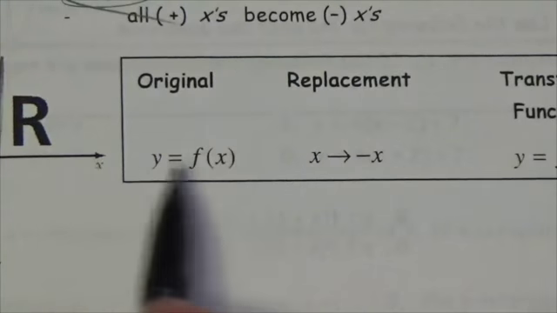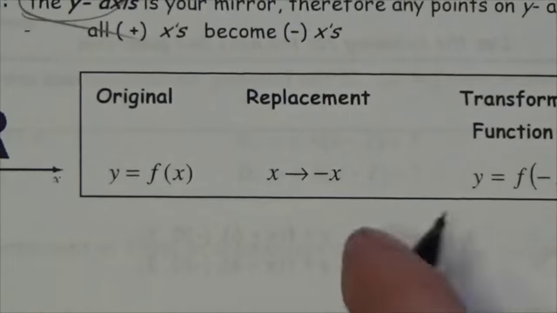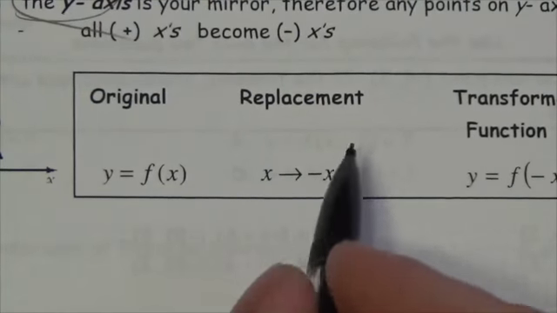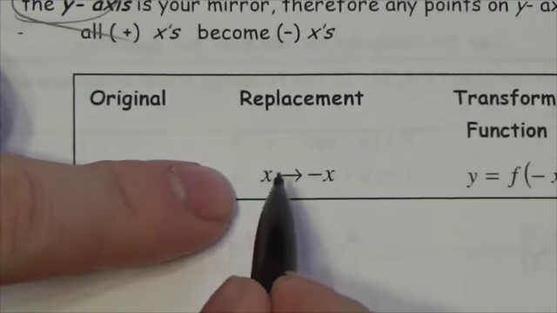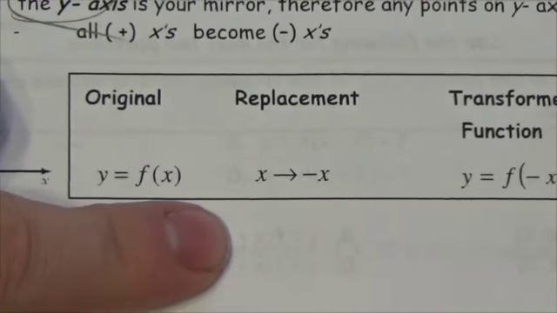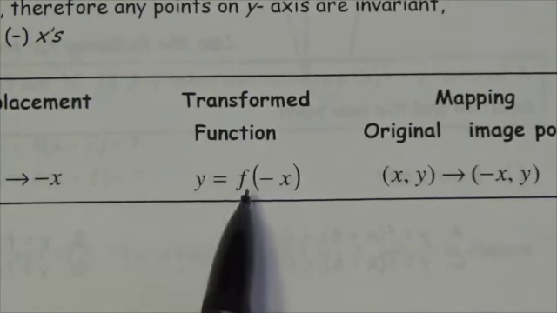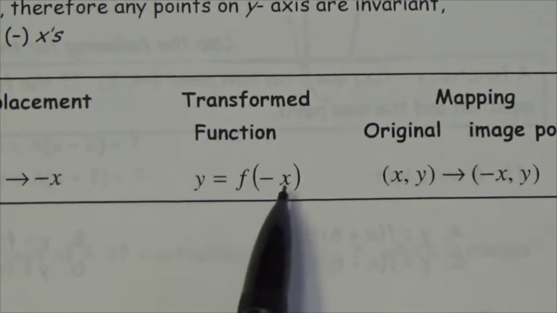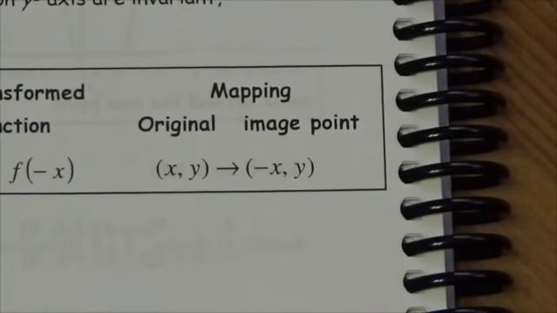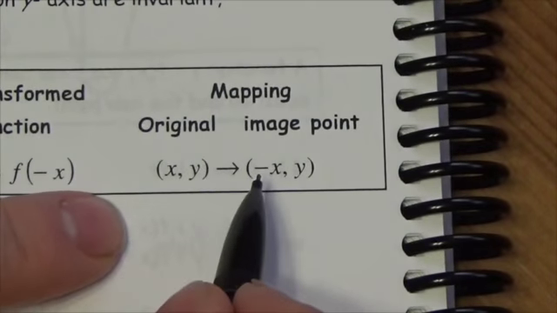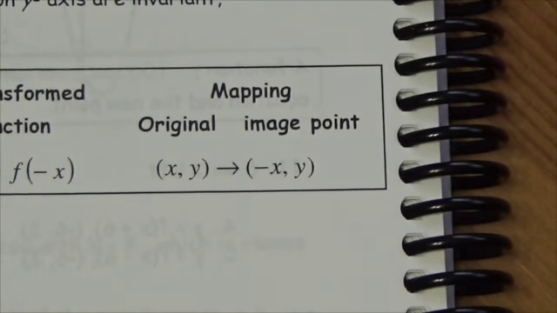We start with our original here, and this time, if things are going to flip over the y-axis, it's the x-coordinate that changes. So we're going to change the x to negative x, which means in the function, we put a negative in front of the x. This goes in with the independent variable. And it does the exact same thing on the image point. The independent variable has the negative in front of it. So that's really all you got to do.